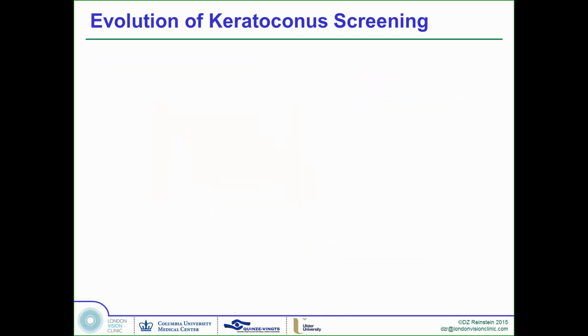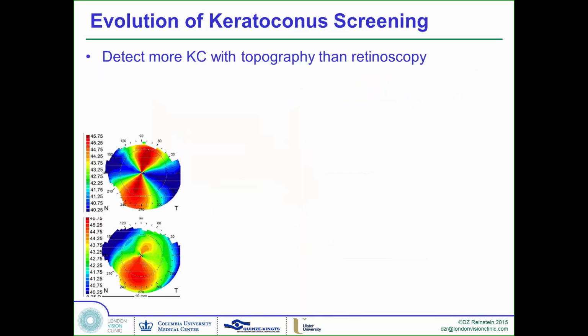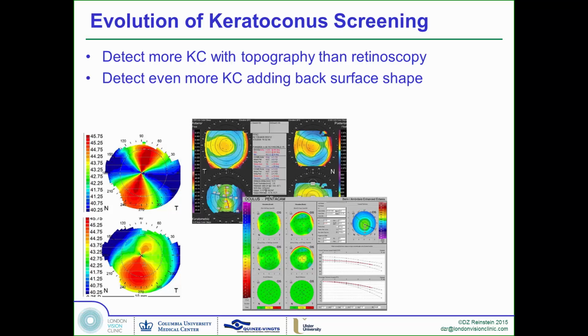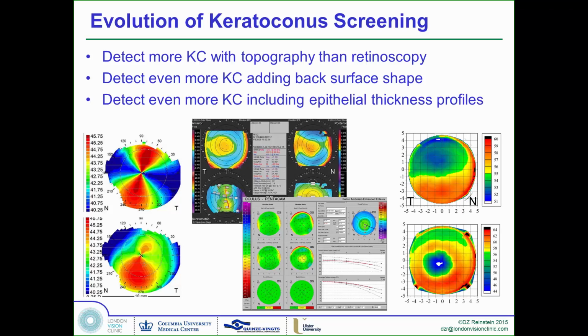So as we can see, the evolution of keratoconus screening has gone from just clinical signs with retinoscopy to including front surface automated computerized analysis. We've been able to detect even more keratoconus earlier by adding the back surface information. And now by adding epithelial thickness profiles, we're able to get even further in detecting keratoconus even earlier than just back surface and anterior surface tomography alone.